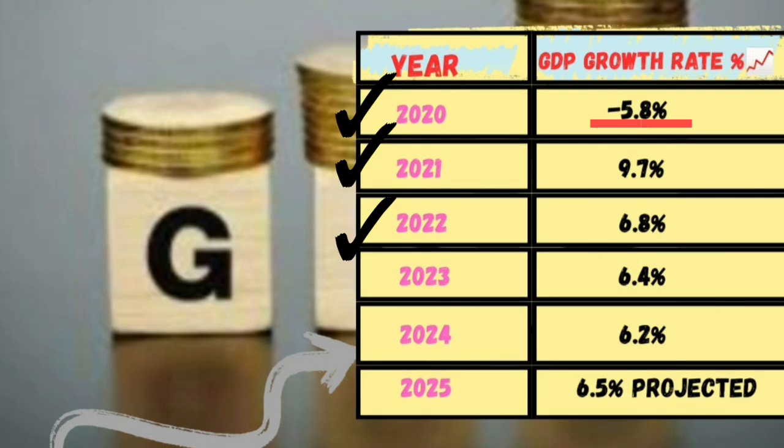In 2023, it was 6.4%. In 2024, India's GDP grew by approximately 6.2%. And in 2025, it is projected as 6.5% growth in economy.